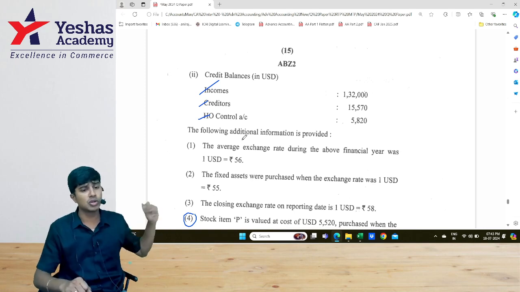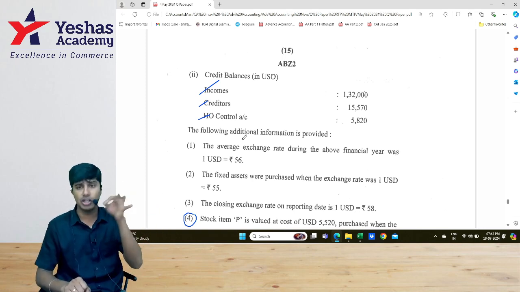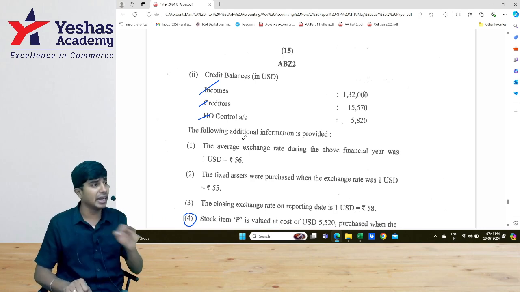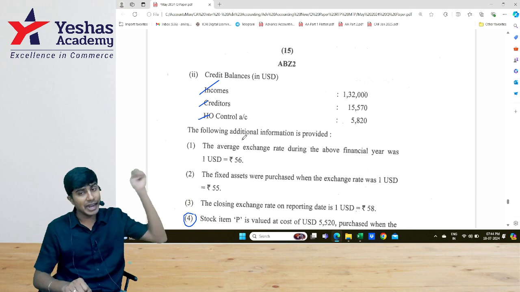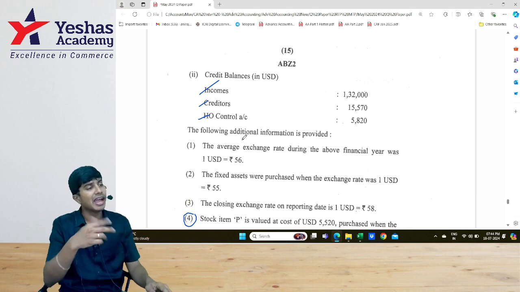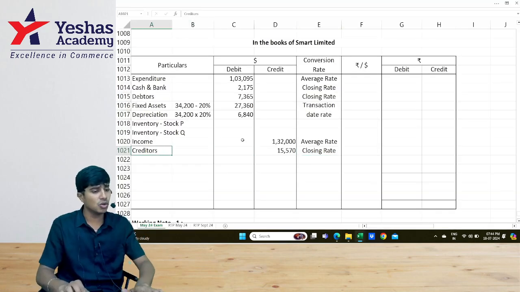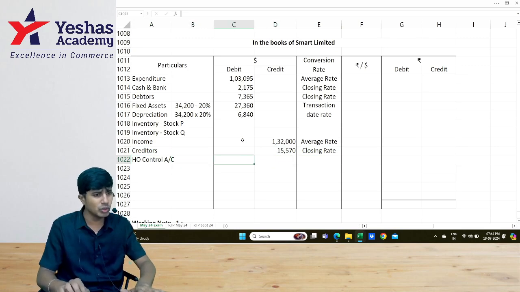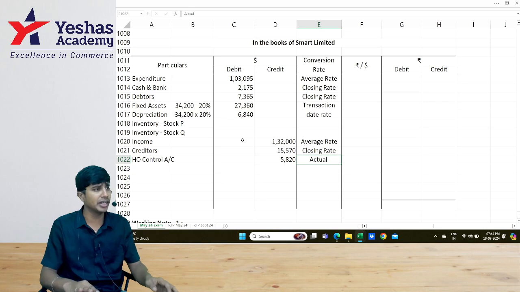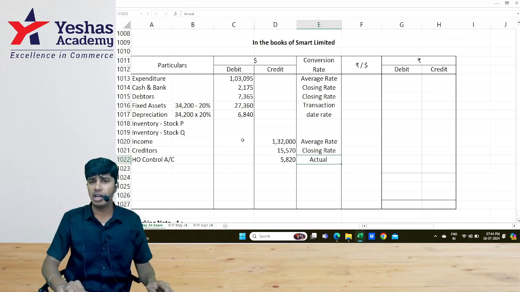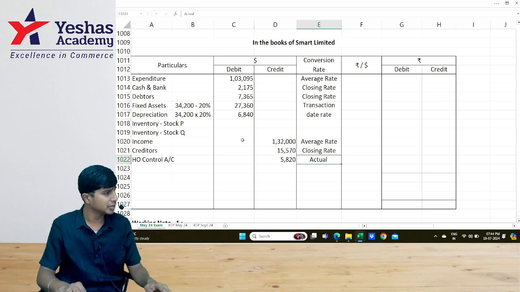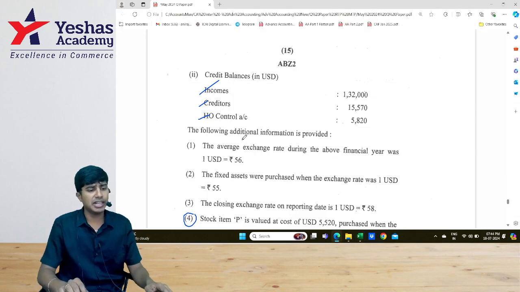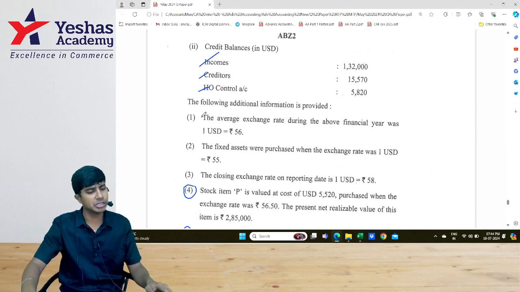So for head office control account balance of $5,820, I will not apply any rate. Against that balance, in head office books, there will be branch balance. I would write that straight. So we are going to write the actual value, which I don't know right now. It will be made available to us later in the question and then I would write it. Understood this? After head office control account, we go to the adjustments.